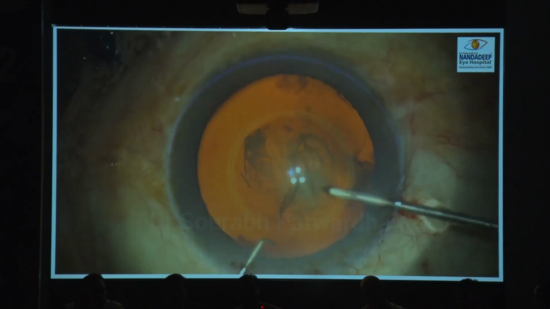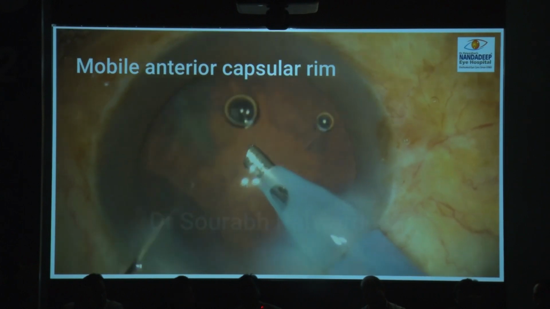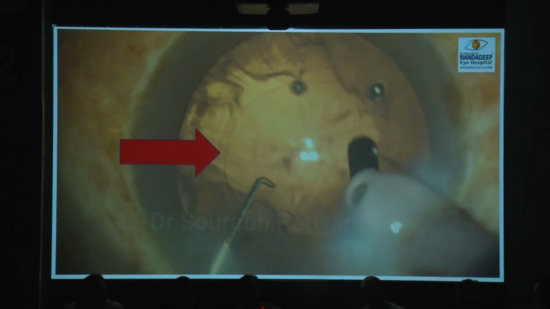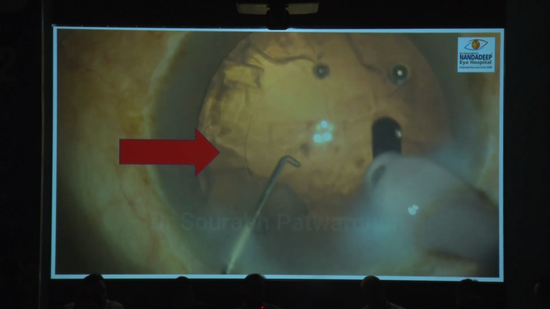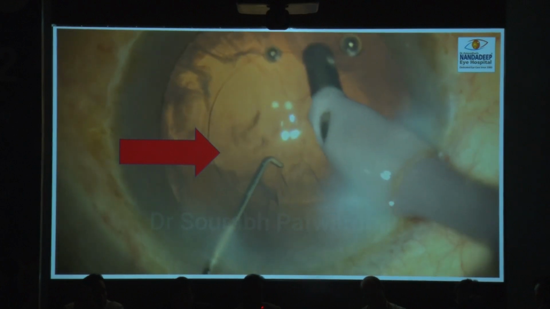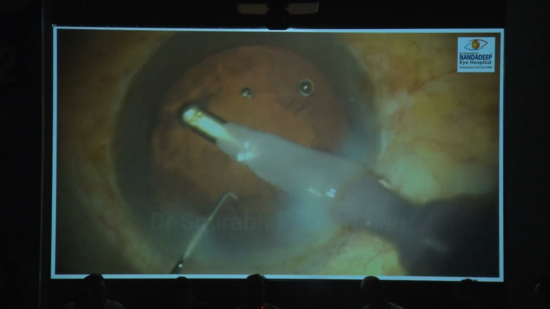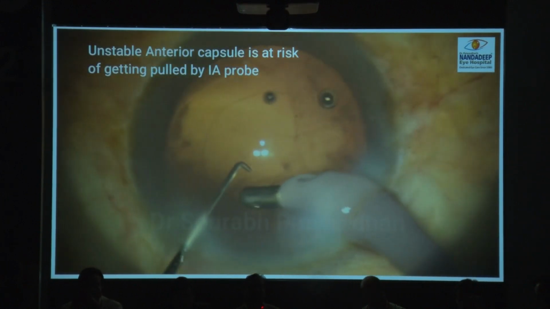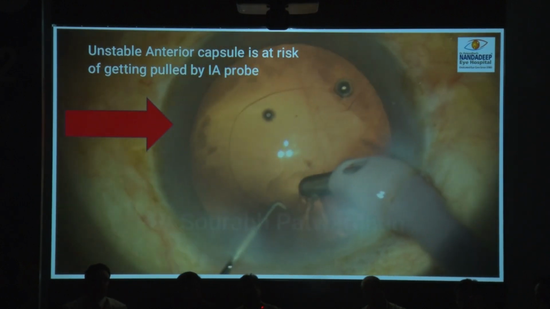As we proceed into the surgery, we observe that the anterior capsular rim is unusually unstable, and you can see the movement or fluttering of the anterior capsular rim here. When you notice this, there is definitely laxity or weakness of the anterior zonules, and there is always a high risk that the anterior capsule may be pulled during cortex aspiration.